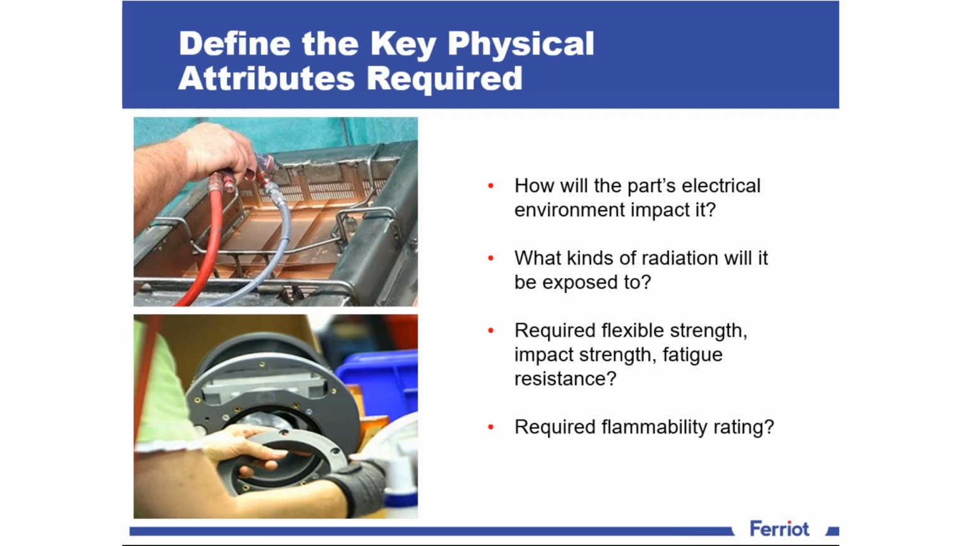Evaluate radiation exposure. Radiation from HID lamps, fluorescent lamps, gamma sterilization units, or other artificial sources can affect the strength and appearance of the parts. This involves radiation from ultraviolet, infrared radiation, electromagnetic interference, radio frequency interference, and more. UV stabilization resins may be required. Describe the part's required flexural strength, impact strength, and fatigue resistance. Include the required flammability ratings.